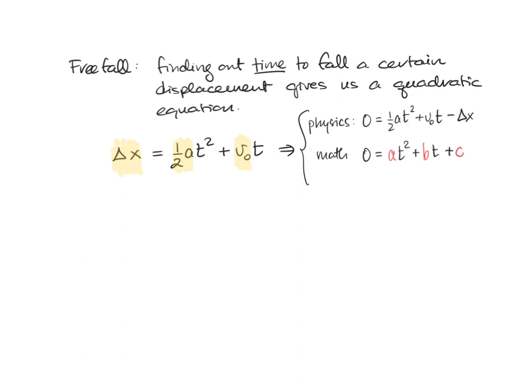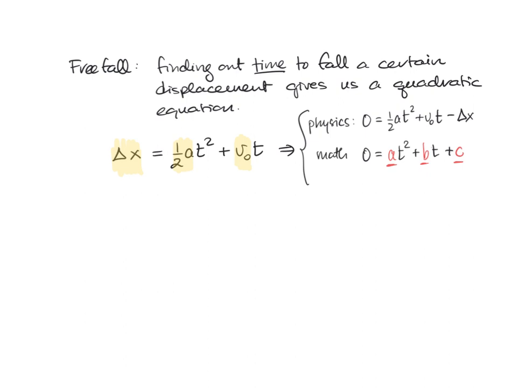So I rearranged the equations into the form that we would actually use to solve it. For physics, it would be 0 equals 1/2 times the acceleration, so that's often going to be 5, t squared plus the starting velocity times t minus the displacement. I've subtracted it over to the right-hand side, so the whole thing equals 0. The math people will write this with coefficients a, b, and c, where a, b, and c are just random numbers. Here, a is not acceleration, just something.